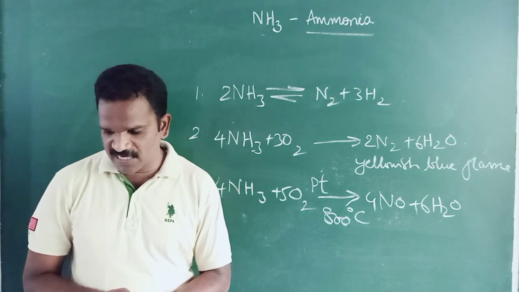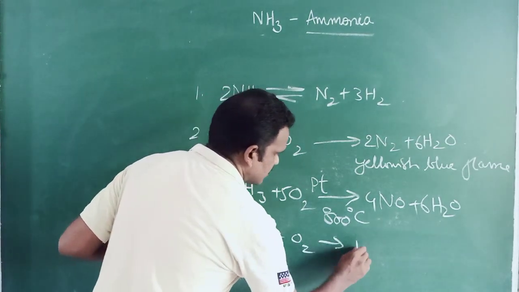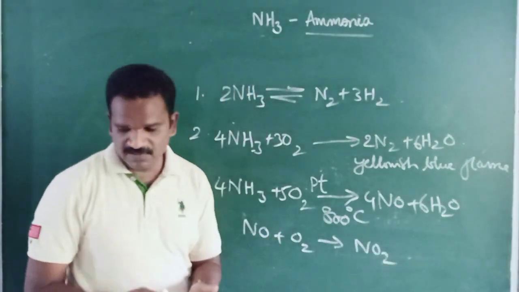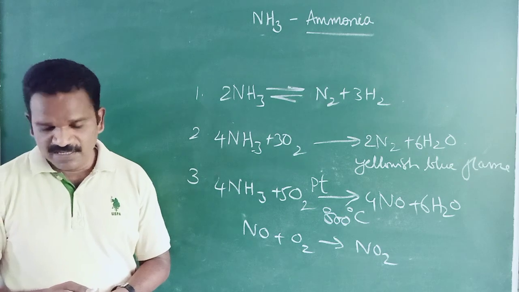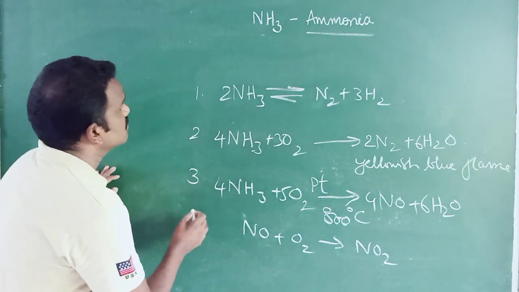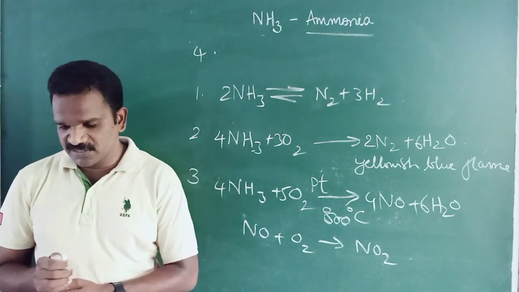Again, this nitric oxide, when treated with oxygen, we can get nitrogen dioxide, brown gas of nitrogen dioxide. And next, reducing agent. How is ammonia used as a reducing agent?